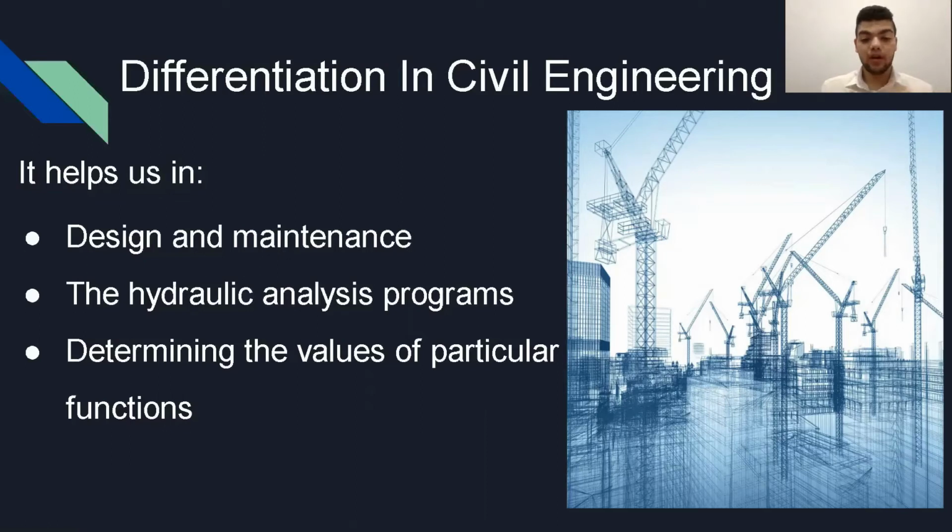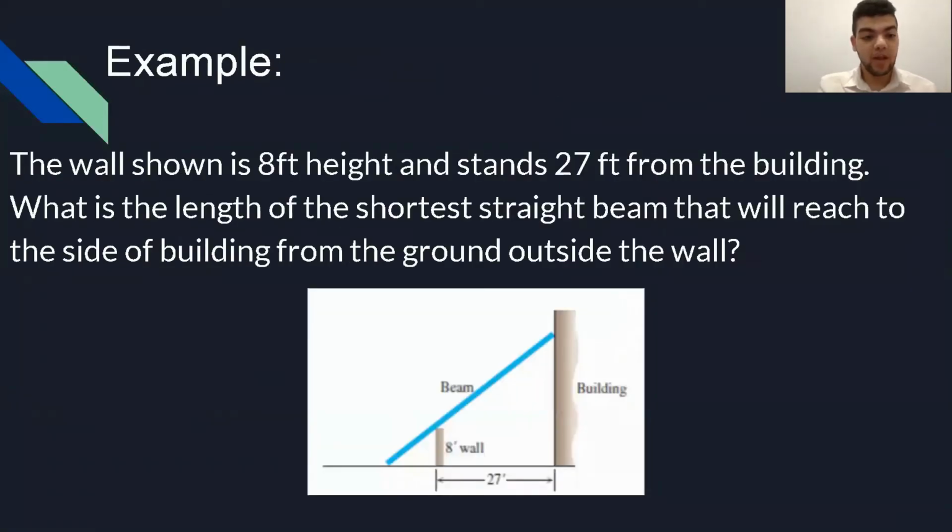It also helps us to calculate the cost of, for example, different beams, different columns, different sections of the buildings. It lets us know and calculate the amount of materials that are used in buildings, etc. So right here we have an example that says the wall shown is 8 feet high and stands 20 feet from the building. What is the length of the shortest straight beam that will reach to the side of the building from the ground outside the wall?